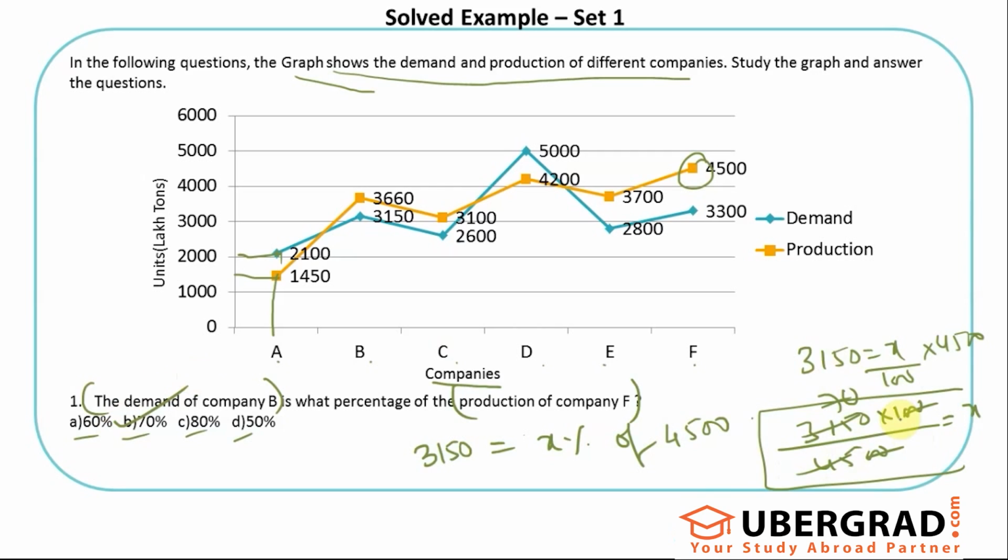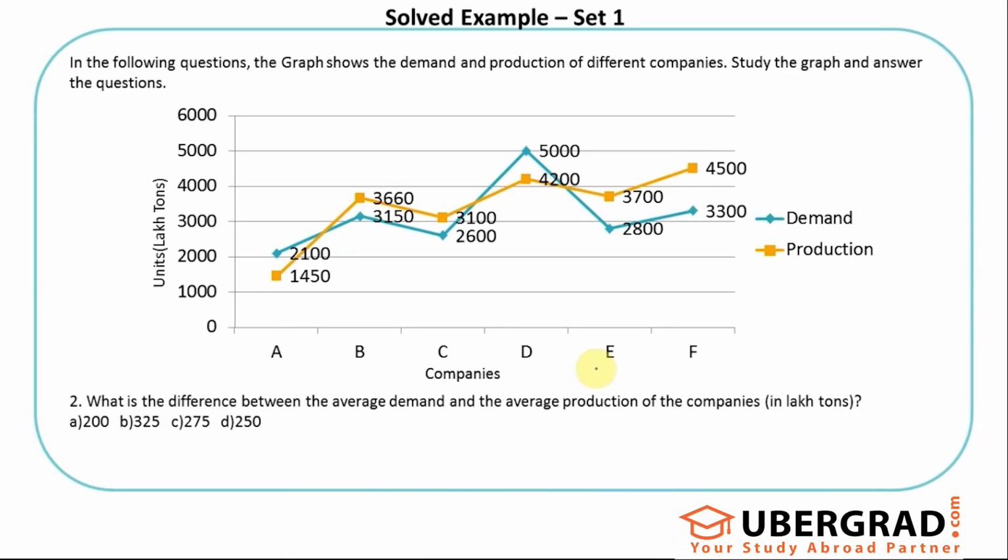Let's say you didn't know this. What is 3150 by 40? It will be closer to 80. But I have 45, so it should be less than 80. What is 3150 by 50? That's closer to 60. So I understand it should be between them, and it will give me 70%. Whatever way works for you, if you can calculate 45, 7, 315. But here the options are set in such a way that I can approximate and get the right answer in a quicker and faster manner.